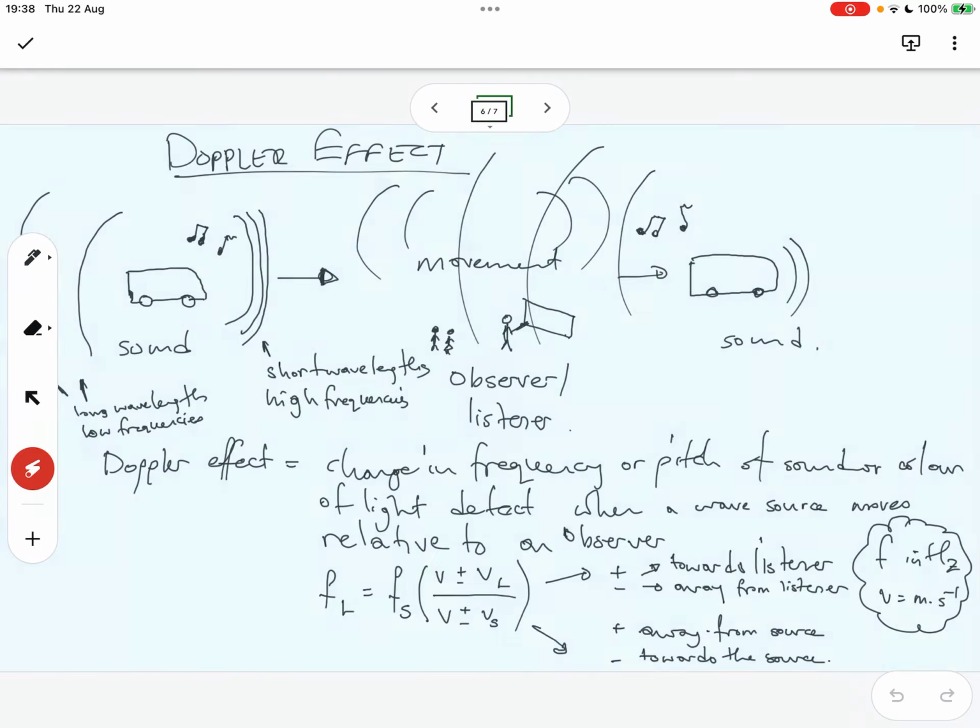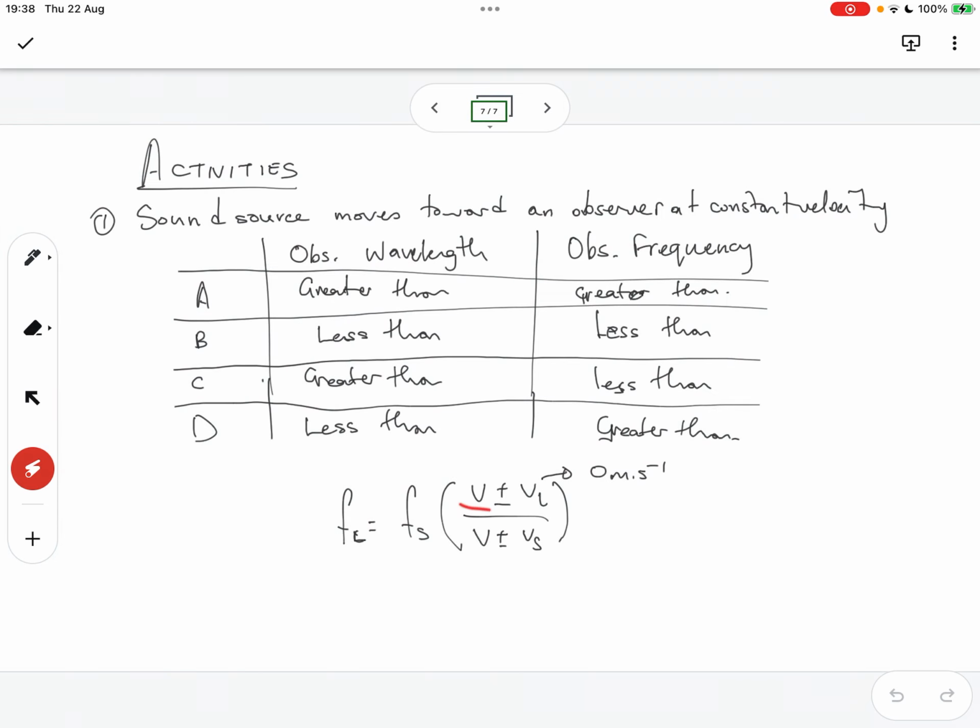Okay. So that means towards the listener, we use positive, and away from the listener, we use negative. So in this case, for this particular problem, which one of the following describes how the observed frequency and wavelength differ from that of the sound source? So in other words, we're looking at these two concepts.